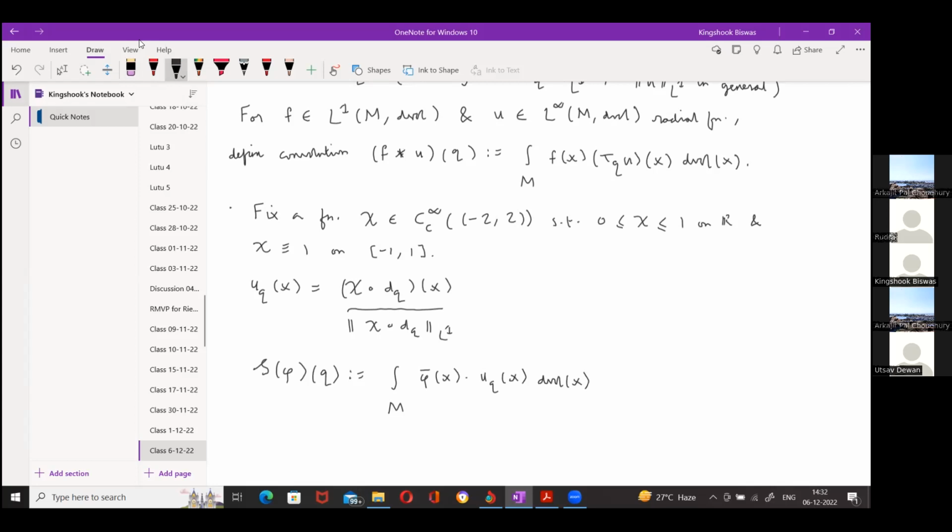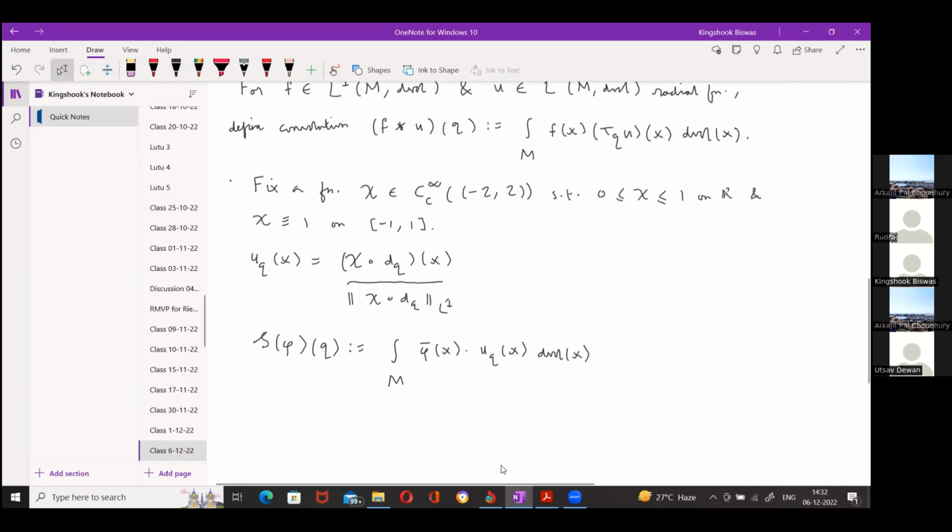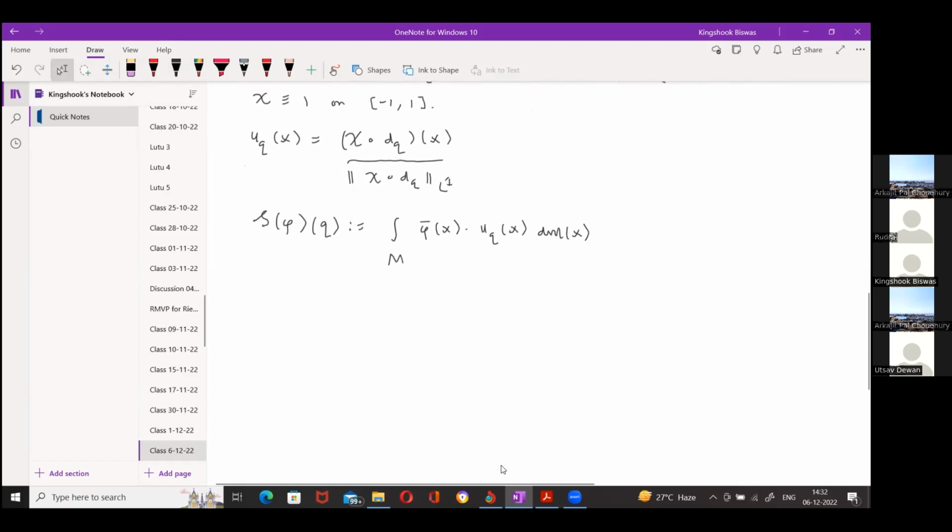So these u_q's are not exactly translates, because I'm dividing by this non-constant factor. If this was a harmonic manifold, then this would be a genuine convolution. But since the L1 norms of these translates could change, it's not exactly a convolution. Is this okay? Yeah. So that's the only modification we need to make, because the L1 norm is not necessarily constant. Okay. So what is this function when we write it out? What is this going to be?